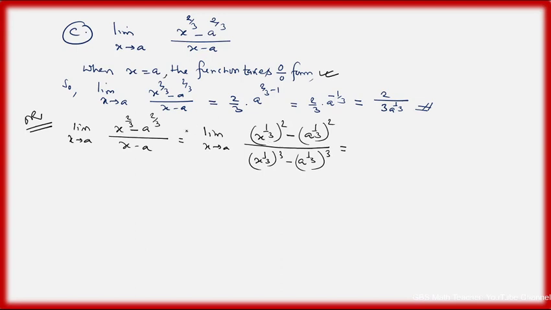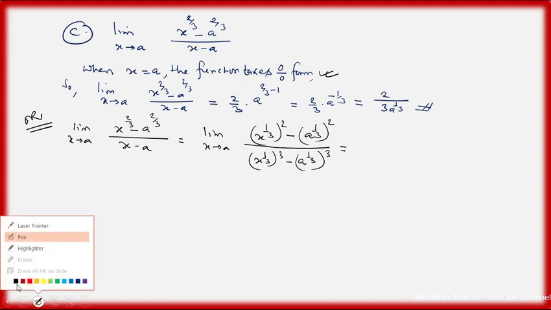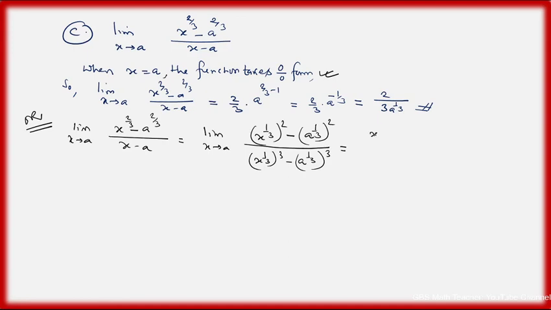Similarly, in the numerator, x to the power 2 by 3 is x to the power 1 by 3 to the power 2 minus a to the power 1 by 3 to the power 2. Then, dear students, we can apply the a square minus b square form, that is a plus b: x to the power 1 by 3 plus a to the power 1 by 3, and a minus b: x to the power 1 by 3 minus a to the power 1 by 3, dear students.